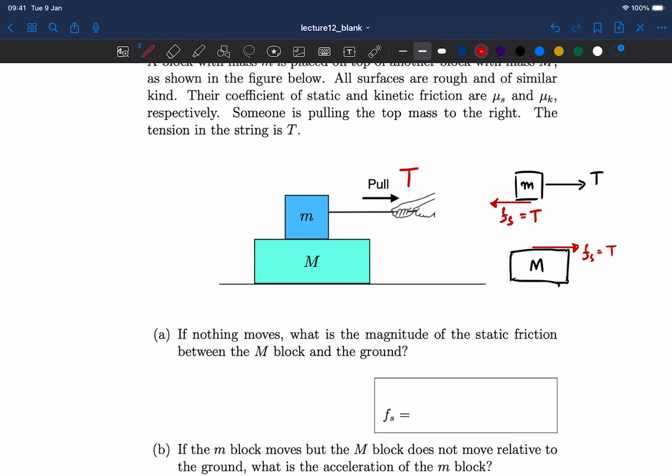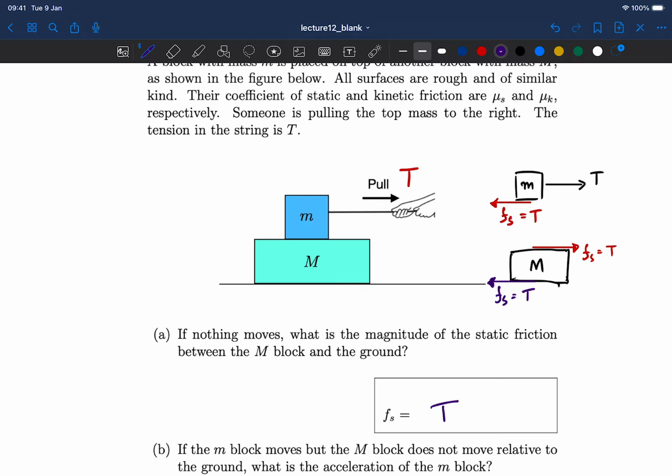But big mass also doesn't move. So that means there must be another friction between the ground and the big mass that is cancelling with that. So you have another static friction which must be equal to T. That's preventing the big mass from moving. So if nothing moves, then the static friction between the big mass and the ground is also T. Okay.